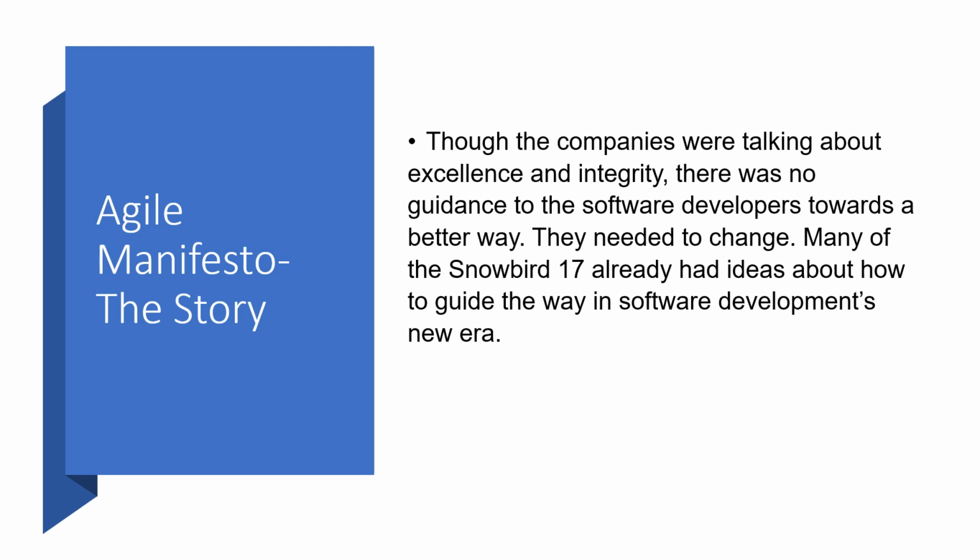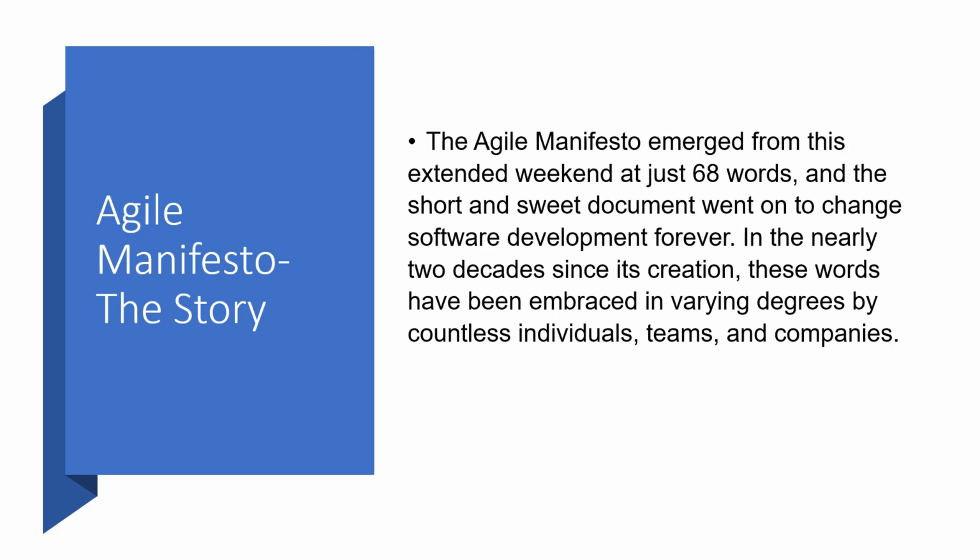Though the companies were talking about excellence and integrity, there was no guidance to the software developers towards a better way. They needed to change. Many of the Snowbird 17 already had ideas about how to guide the way in software development's new era. The Agile Manifesto emerged from this extended weekend at just 68 words, and the short and sweet document went on to change software development forever. In the nearly 2 decades since its creation, these words have been embraced in varying degrees by countless individuals, teams, and companies.